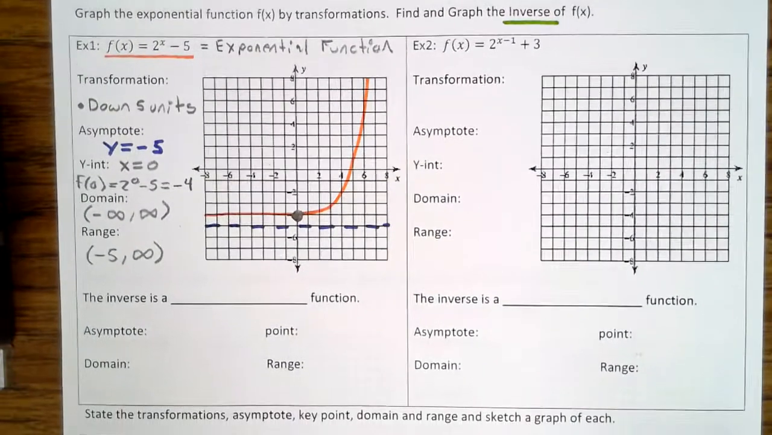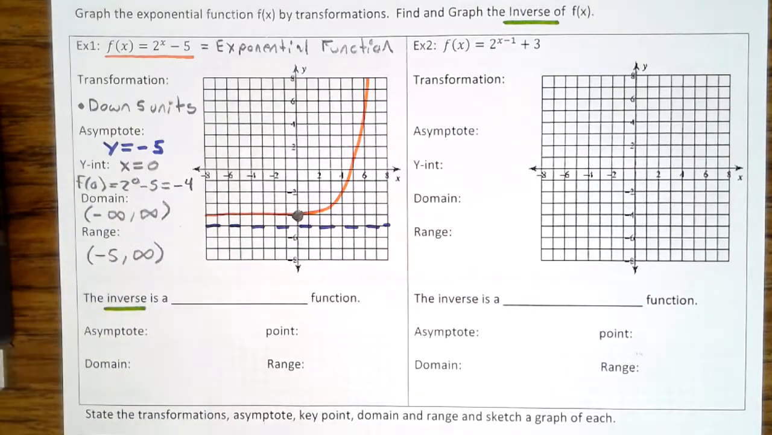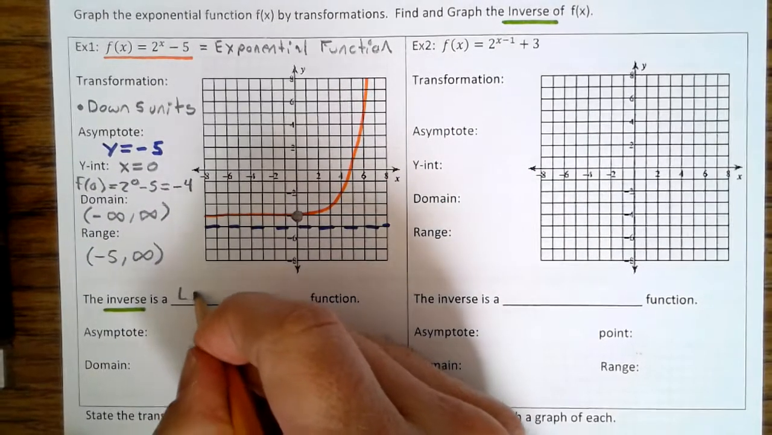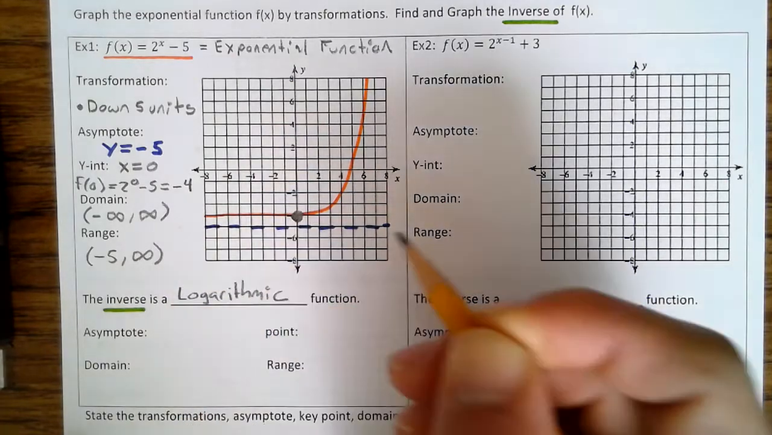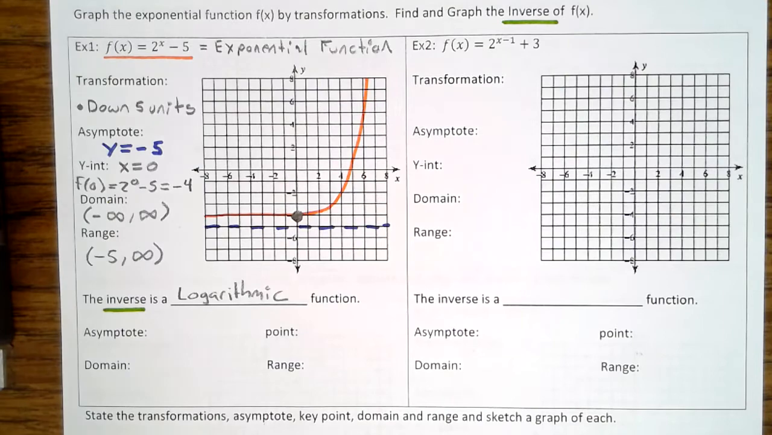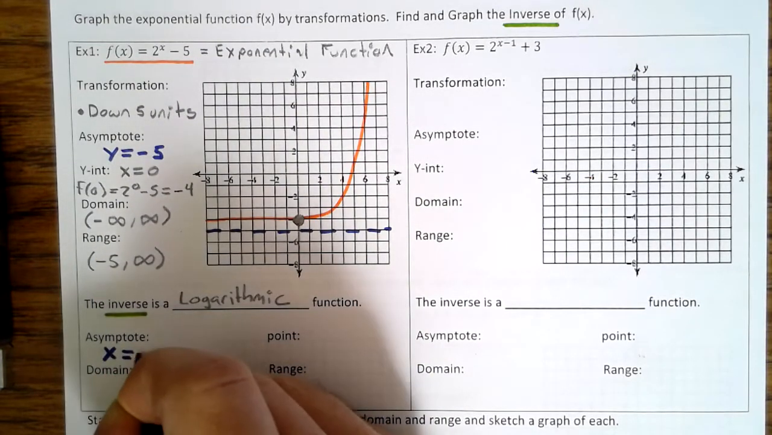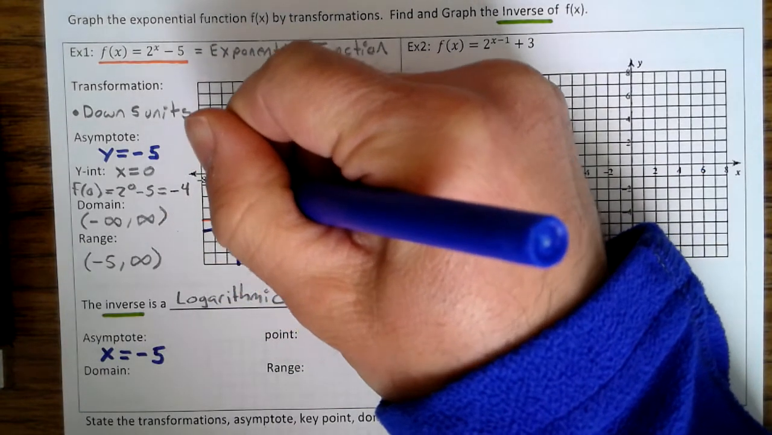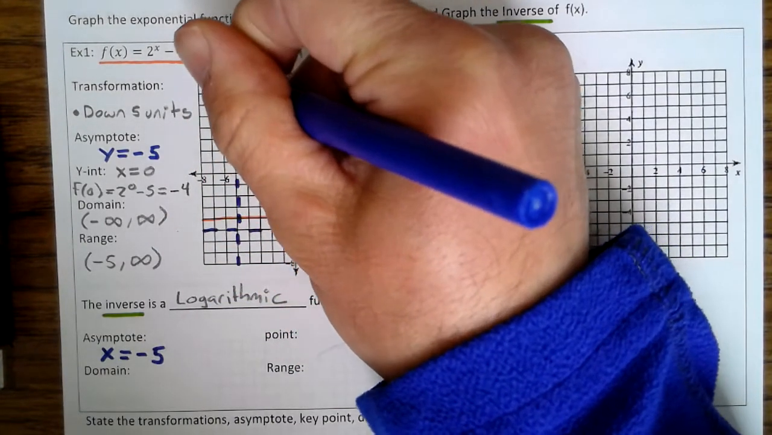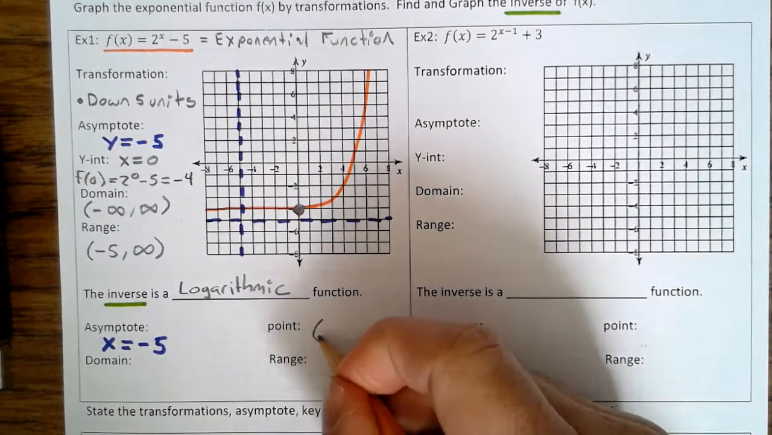All right, now the inverse of the exponential function is a logarithmic function. Okay, so we know with inverses, the asymptotes switch. So it was y equals negative 5, now it's x equals negative 5. The point was (0, negative 4). Now the point is (negative 4, 0).